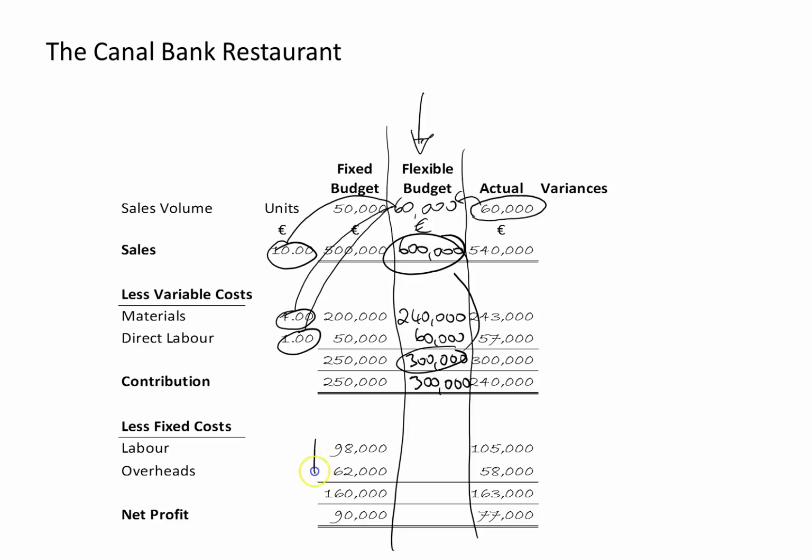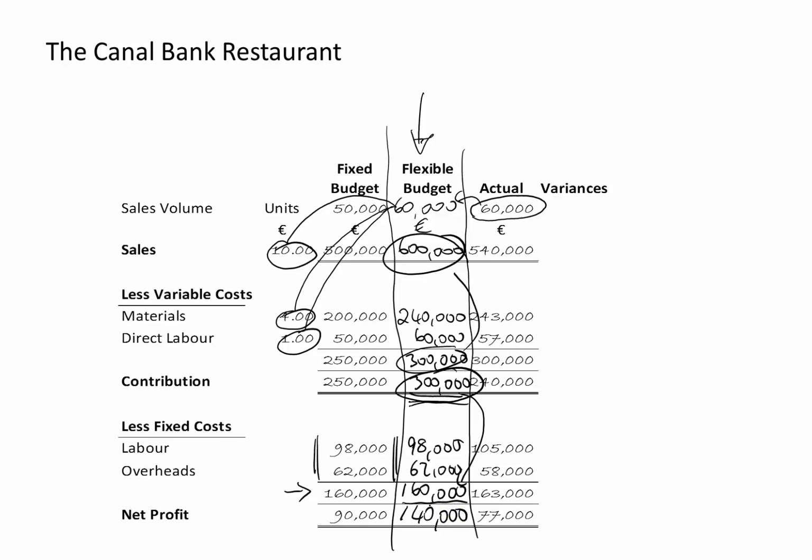Now, moving down here, all things being equal, we would expect the fixed costs to remain exactly as they were. The definition of a fixed cost is a cost that is unaffected by changing the level of activity. So given the fact that we're a little bit busier, we would have expected the fixed labour cost to remain at 98,000, and the overheads to remain at 62,000, which means the total for fixed costs should have remained at 160,000. So therefore, given that we were busier, we should have made a profit of contribution 300,000 less the 160,000 fixed costs, which gives us 140,000.